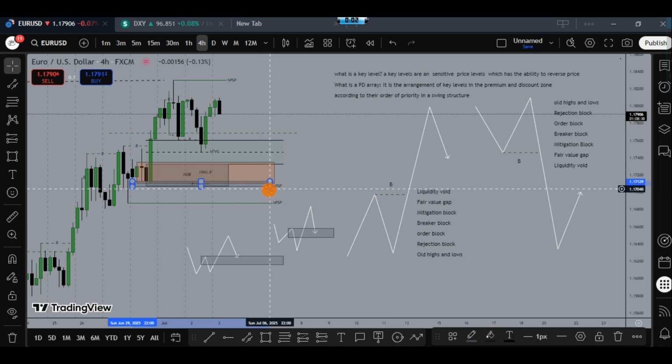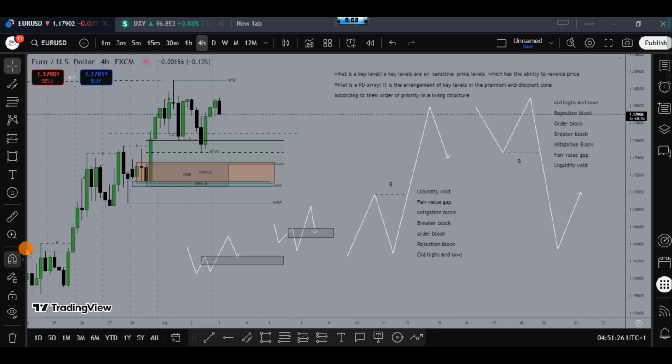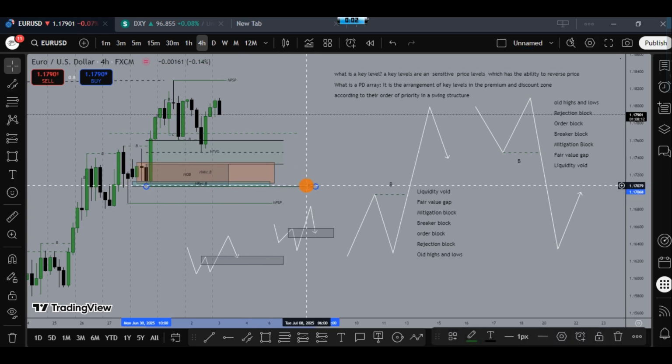For this swing low, this is my rejection block. And the last one is old high and old low. Since I'm dealing with a buy structure, I'm going to be considering the low. But if it's a sell model, I'm going to be considering the high. This line I marked here is my old low, because this is the lowest point of this swing structure.